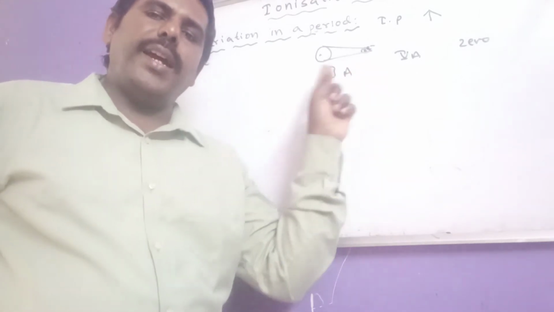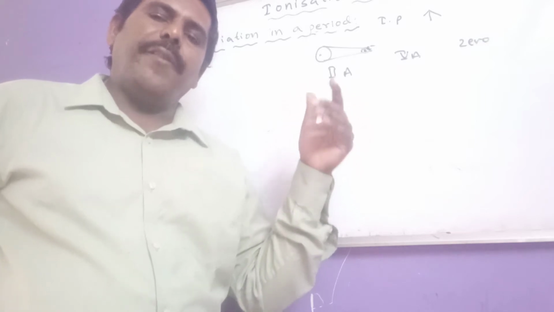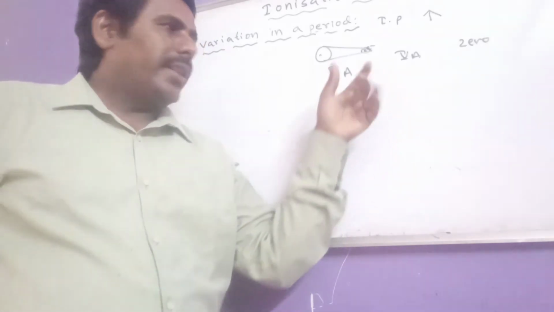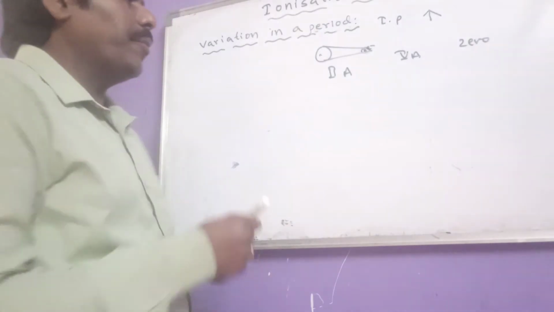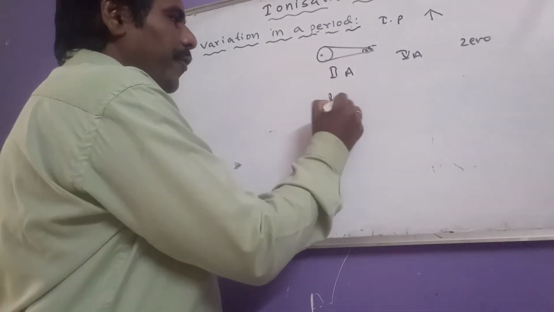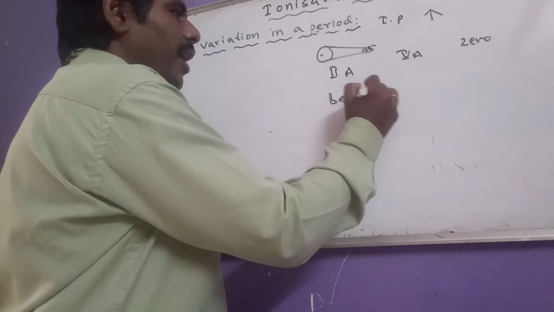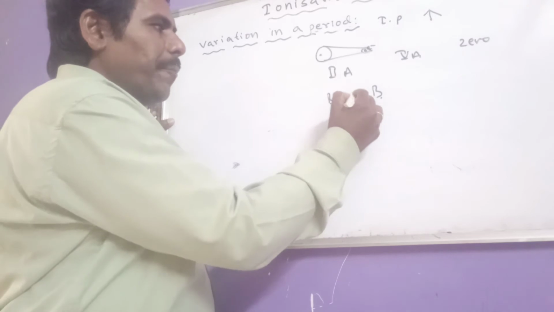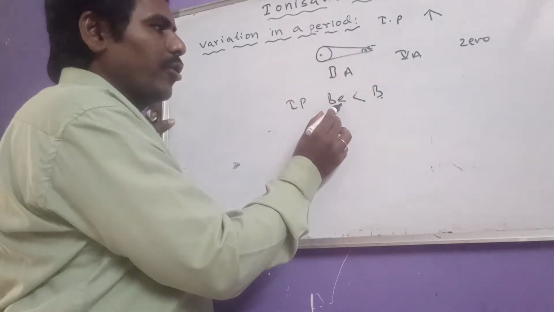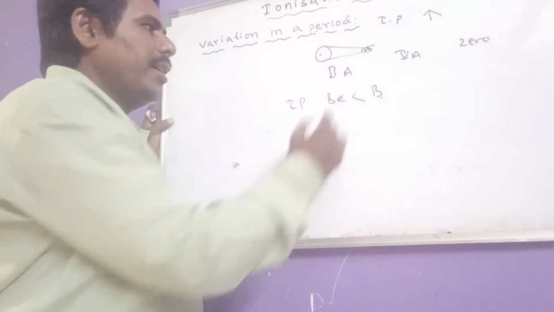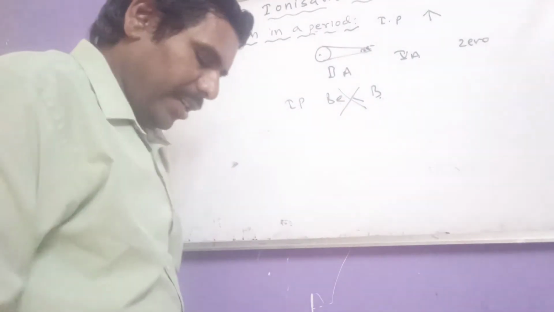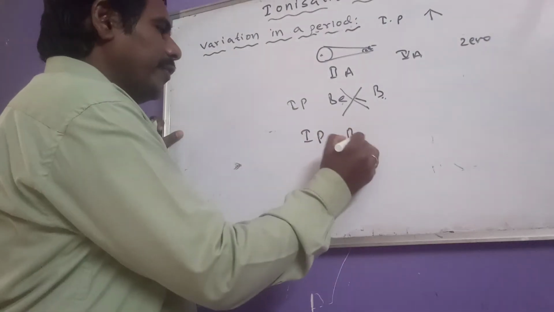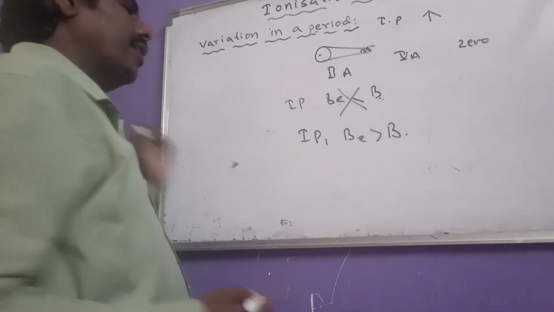That means the fifth A and second A group elements have more ionization potential than the adjacent group elements. For example, in case of the second A group, consider beryllium, which is second A, and boron, which belongs to third A group. As per our description, beryllium ionization potential should be less than that of boron, but this is not correct. The experimental values show that IP1 of beryllium is greater than that of boron.